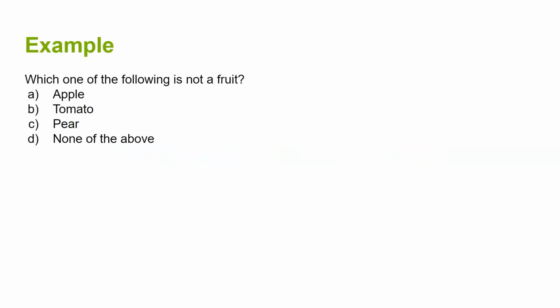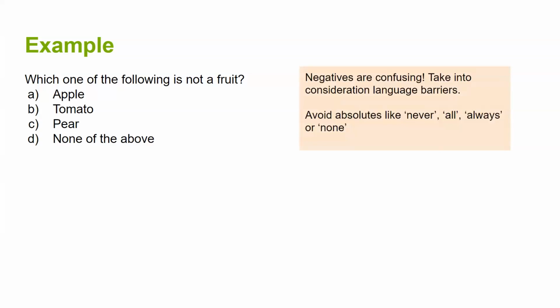So this is an example of a question: which of the following is not a fruit? This uses a common aspect that we commonly tell people to avoid, which is the use of a negative. We recommend not using negatives because it can be quite confusing to the student, and we also have to take in language barriers of our students. It takes a lot longer to process a question that has a negative, especially when there's double negatives. So we would recommend avoiding using negatives as it can be confusing.